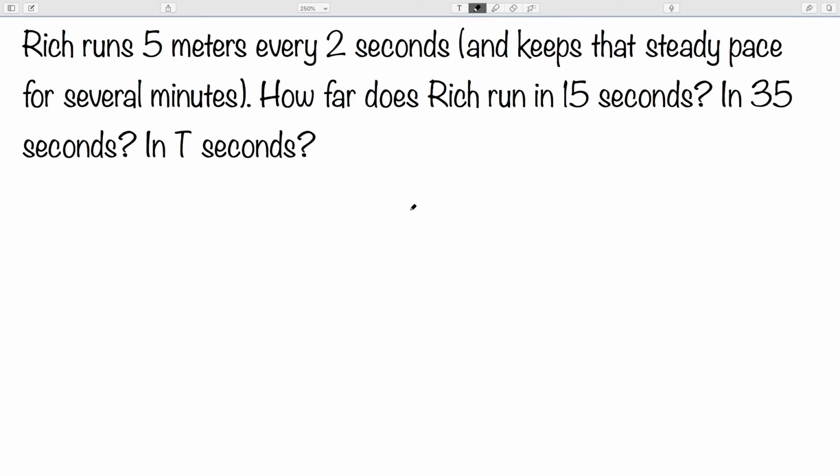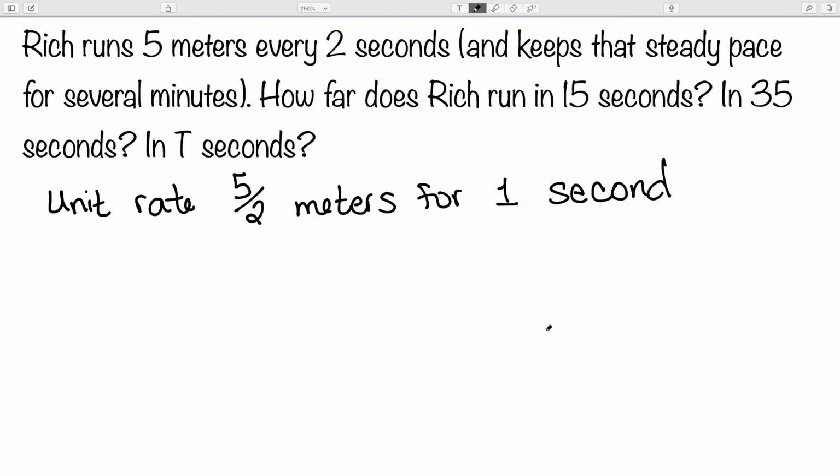Let's suppose Rich runs 5 meters every 2 seconds and then keeps that steady pace for several minutes. I want to know how far does Rich run in 15 seconds, or in 35 seconds, or in just a general T seconds. Well, we know our unit rate would then be 5 over 2 meters for every 1 second that he runs.